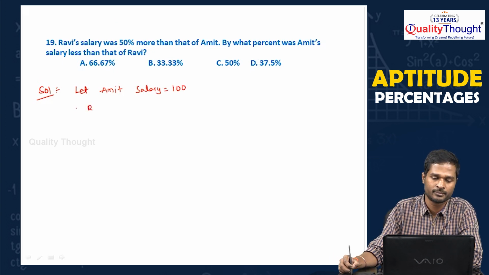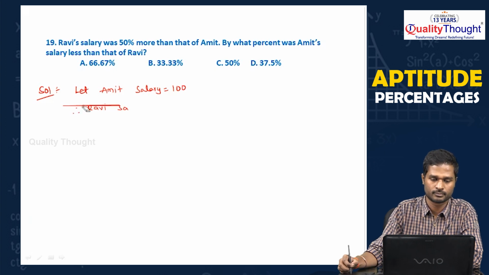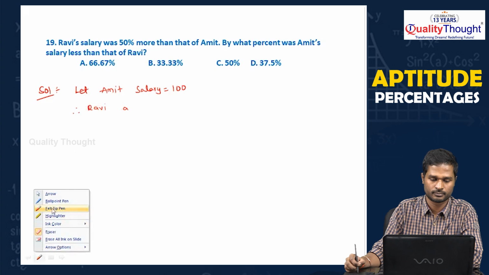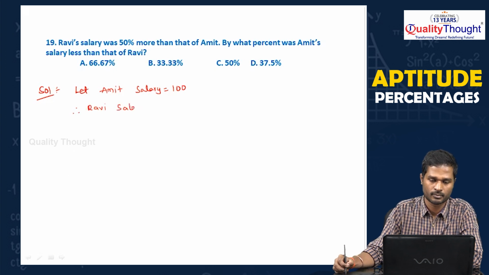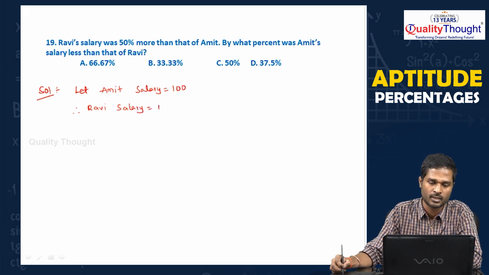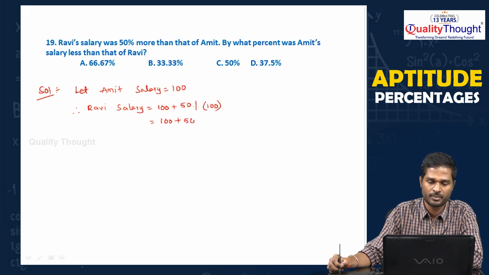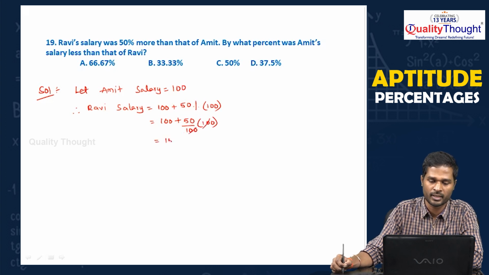Now what he says, Ravi's salary is 50% more than that of Amit. So on Amit's salary, Ravi's salary is 50% more. That is 100 plus 50% of 100. Okay, directly you can write it is 150. See, 100 plus 50. So it is 100 plus 50% of 100. So 100 will cancel. So it is 150.